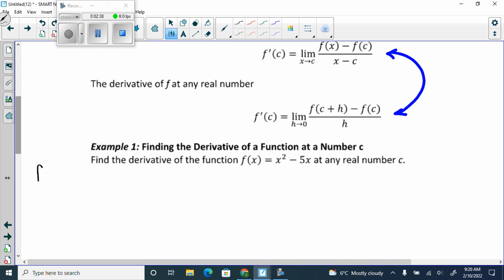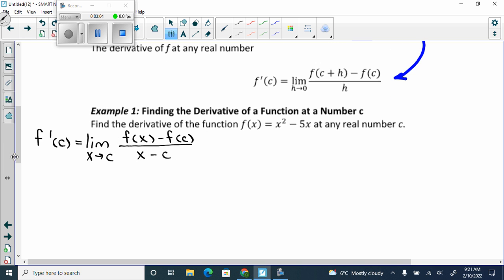We're going to go f prime of c, because it wants it at any real number c. So f prime of c equals the limit as x approaches c. And why is it x approaches c? Because I have an x minus c in the denominator. If I plug in c, I got problems. And then I have f of x minus f of c. So the first thing I'm going to have to do is find f of c, which is literally just this with a c in it, and then f of x.